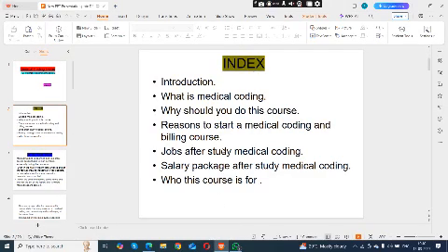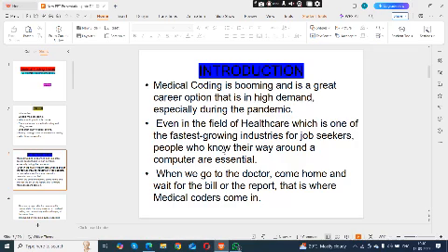So first of all, what is medical coding? Nowadays, medical coding is a very booming industry with great career opportunities, especially during the pandemic situation, when medical coding rose like anything. It has plenty of opportunities, and a lot of people did this course in this pandemic situation and got placed in various companies. Even in the healthcare industry nowadays, it is a very fast-growing industry, and people who are seeking a job will definitely choose medical coding as an option.